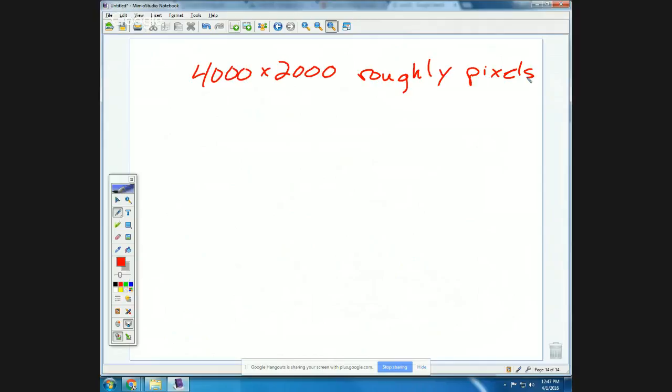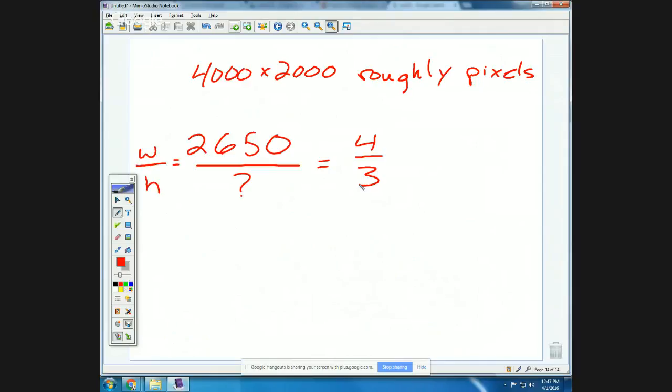Okay. So let's suppose that I have an image that is 2,650 pixels wide. So let's say this is width over height. I want to know what the height would have to be so that it stays in that common 4:3 aspect ratio. The bottom line is different phones have different aspect ratios for the pictures they take. It all depends on how it was programmed and the hardware that's in the phone. So yours might be in a 4:3 ratio, it might not. It just kind of depends.